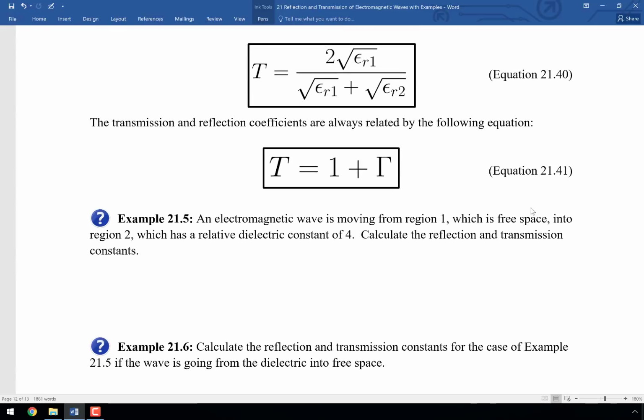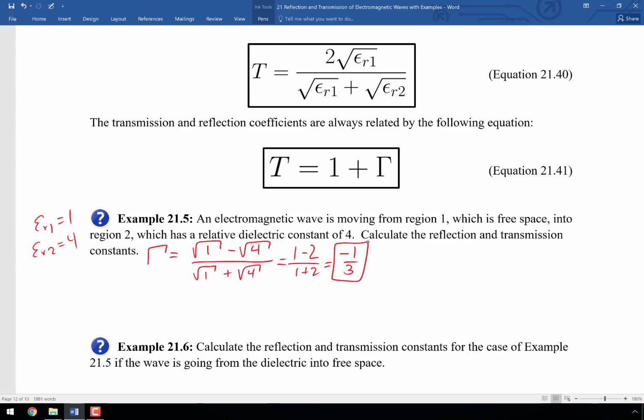So we have an electromagnetic wave moving from region 1, which is free space. So right away I know that epsilon r1 is equal to 1, into region 2, which has a relative dielectric constant of 4. Calculate the reflection and transmission coefficients. So gamma is equal to the square root of epsilon r1 minus the square root of epsilon r2 divided by the square root of epsilon r1 plus the square root of epsilon r2, which in this case is 1 minus 2 over 1 plus 2, which is going to be negative 1/3.